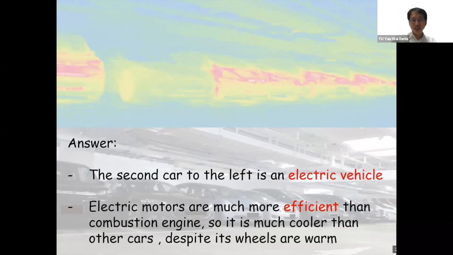And so you don't waste as much energy converting it to heat. If you look at the Tesla, it is actually not parked very long because the tires are still quite hot. So you can see, obviously, the electric vehicles can actually reduce urban heat emission.